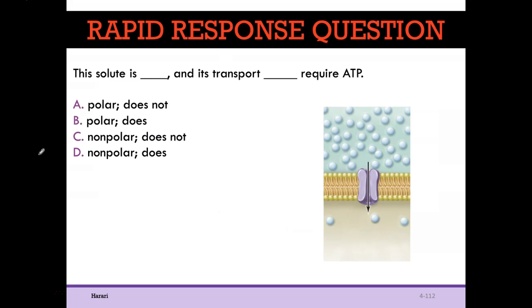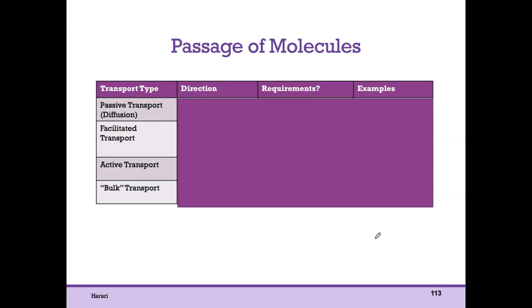So look over here. The solute is blank, and its transport blank require ATP. So pause here. So the answer is A, right? So it's polar. We know that because it has a protein, right? If it were non-polar, it would not need a protein. And it does not require ATP because we're going from high concentration to low concentration. So that's a good question to know.